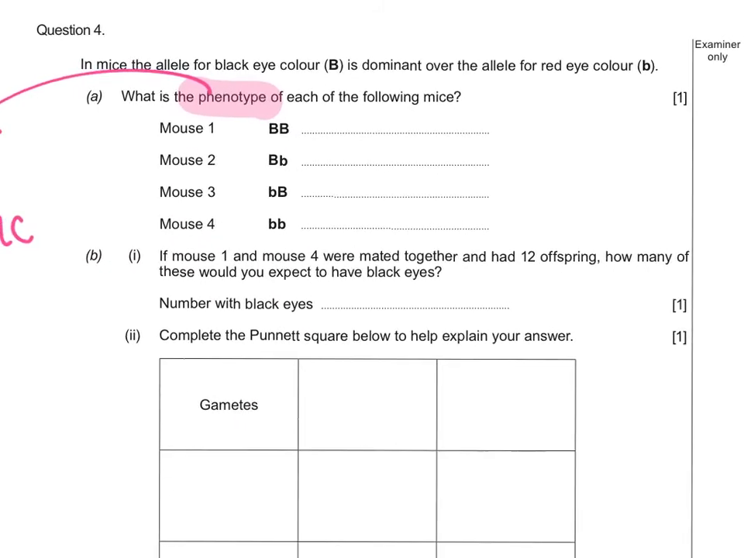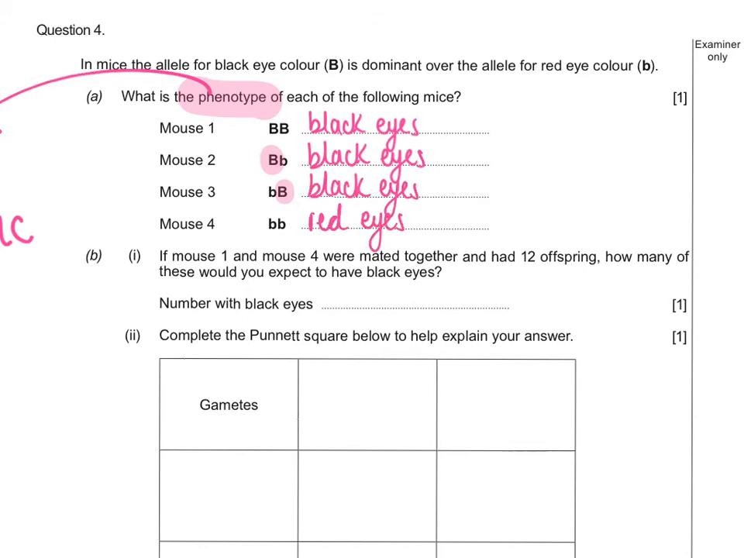So mouse 1, I'm just going to zoom in. If he's big B, big B, his phenotype, his physical appearance, he's going to have black eyes. Big B, little b, he's also going to have black eyes because he's got at least one dominant allele. Next one, little b, big B, again, doesn't matter which way round it goes, because he contains the dominant allele, he is going to have black eyes. And then little b, little b, because he hasn't got the dominant allele, we are going to have red eyes.